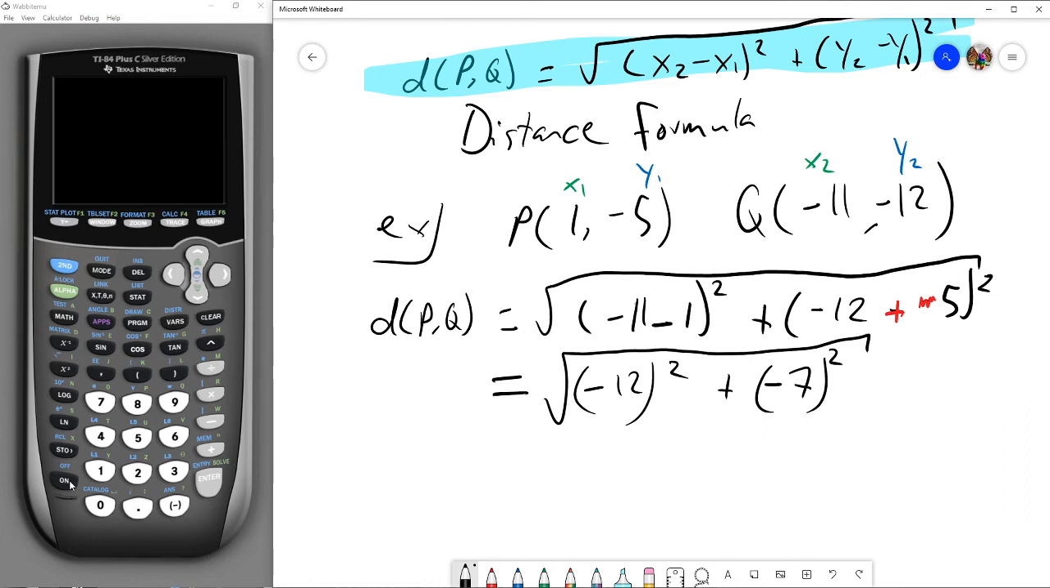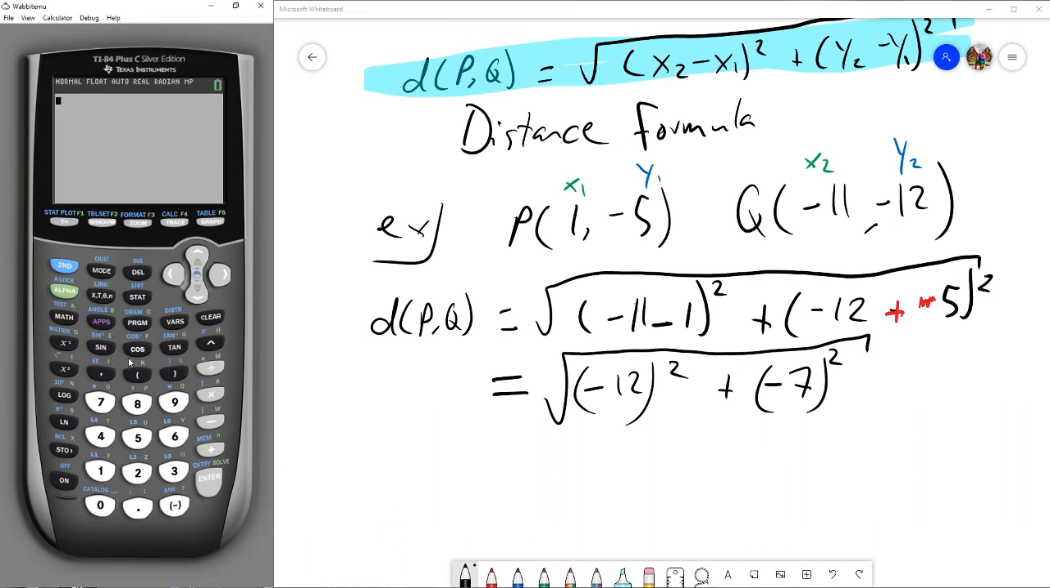Now, one thing to note about the TI-84 is this particular curiosity. If I plug in negative 12 squared like this, and I hit enter, I get negative 144. What the heck? Now, you know that should be the wrong answer, because when you square a number, it should be positive.